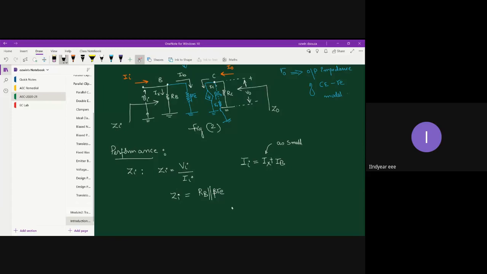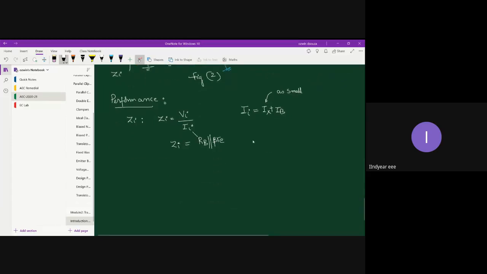So fine, that's about your RB and beta RE. Once again I want to point out that RE can be found from the expression 26 millivolt divided by capital IE. Remember, this is DC current, and this current you need to find from the biasing circuit.